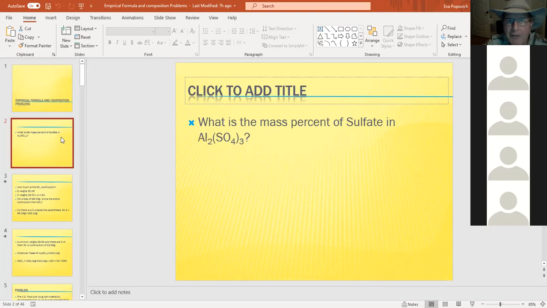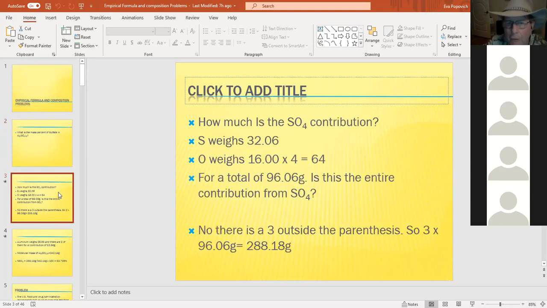Yes. Is that all of the sulfate in aluminum sulfate? No, you have to multiply by 3. So 3 times 96.06 is 288.18. Okay?